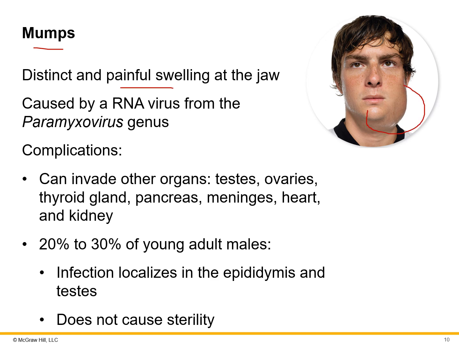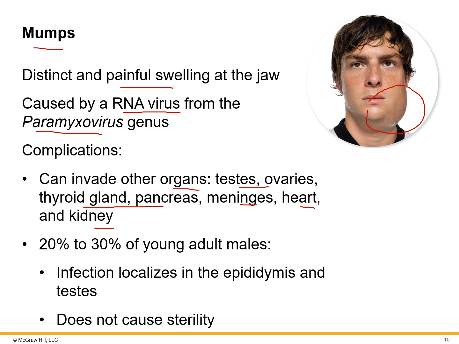You can see here in this individual that has an infection, it is caused by a virus, an RNA virus of the paramyxovirus genus, which leads to mumps. Some of the complications, of course, it starts here in the oral cavity, but it can go to other organs like the testes and ovaries, so the reproductive, also the thyroid, pancreas, the meninges of the brain, the heart, and the kidney. So it can cause secondary effects after that exposure in the oral cavity.